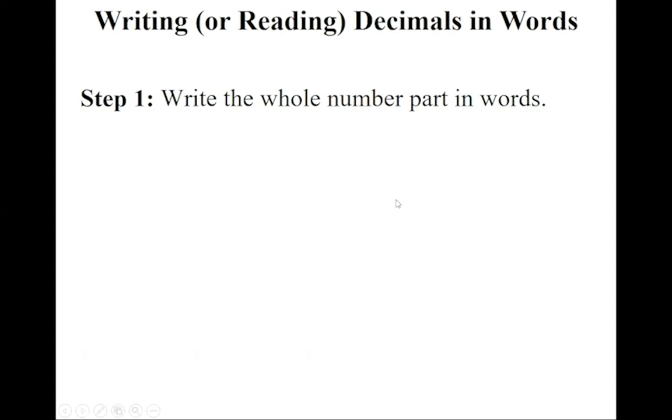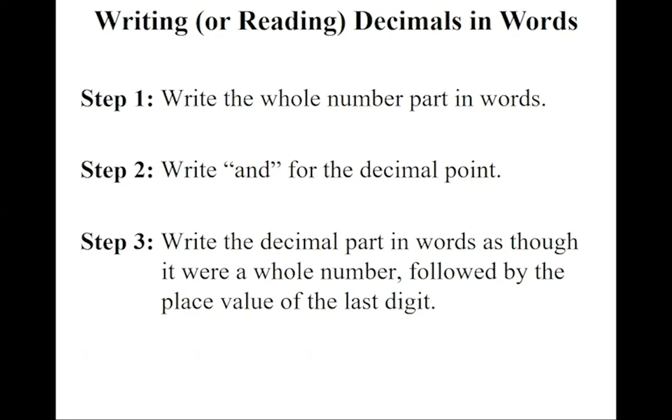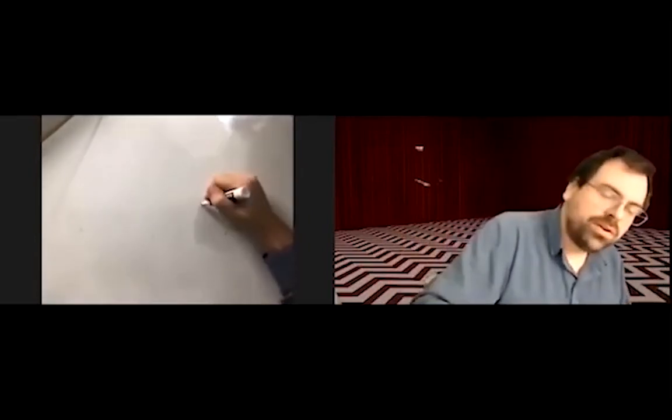Step 1, write the whole number part in words. Step 2, write or say "and" for the decimal point. Step 3, write the decimal part in words as though it were a whole number, followed by the place value of the last digit.